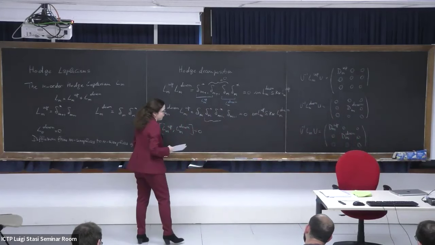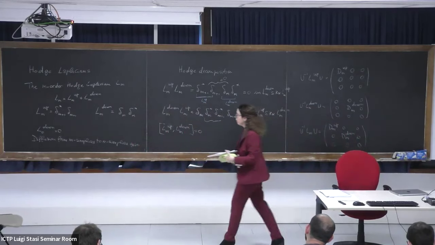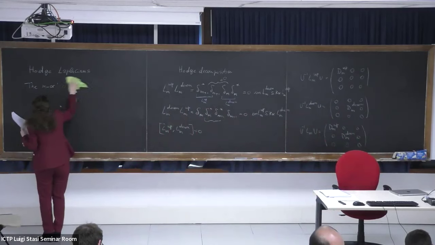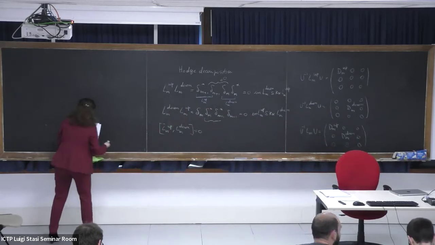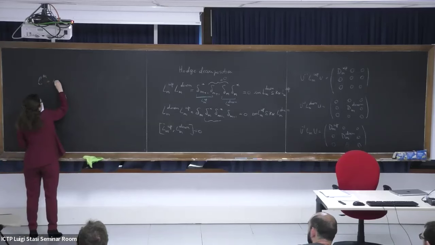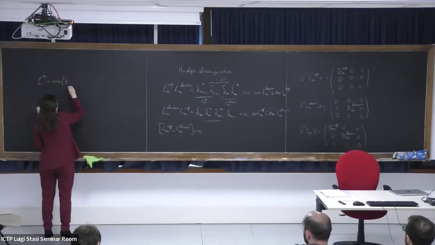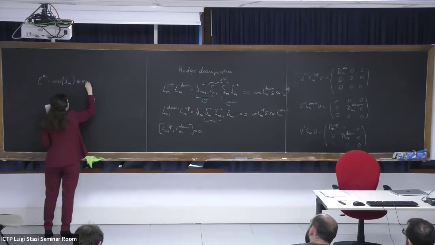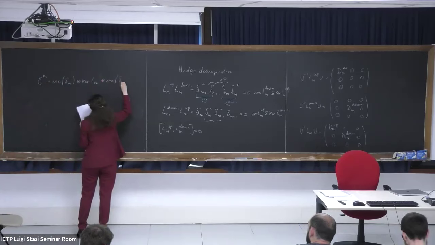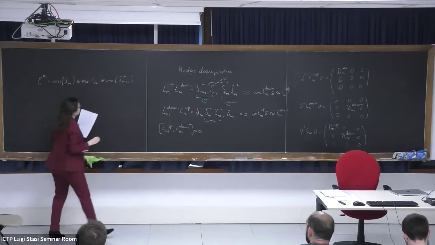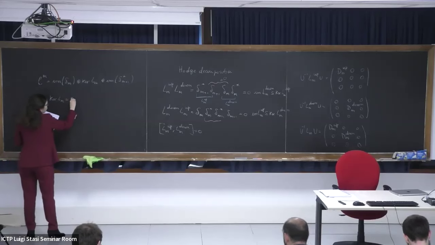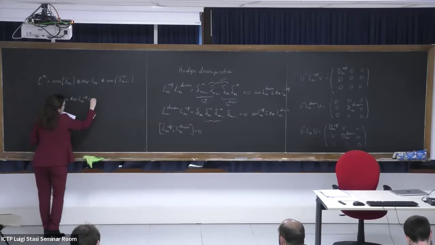So the way you express this mathematically is the usual way in which you express the Hodge decomposition: the space of M-cochains can be expressed as the direct sum of the image of delta M, the kernel of L_M, and the image of delta star M. And the kernel of L_M is the intersection between the kernel of L_M up and L_M down.